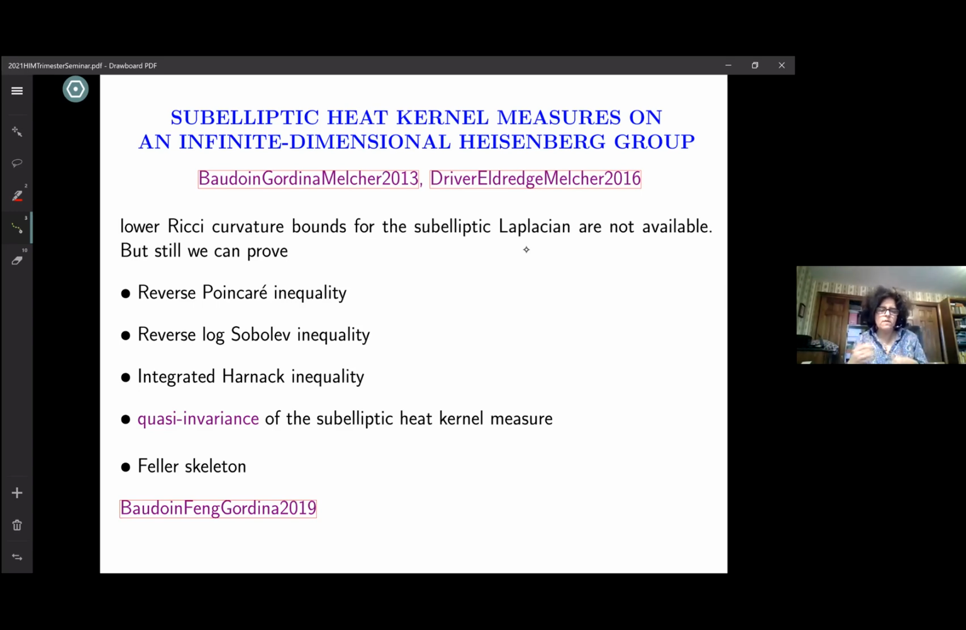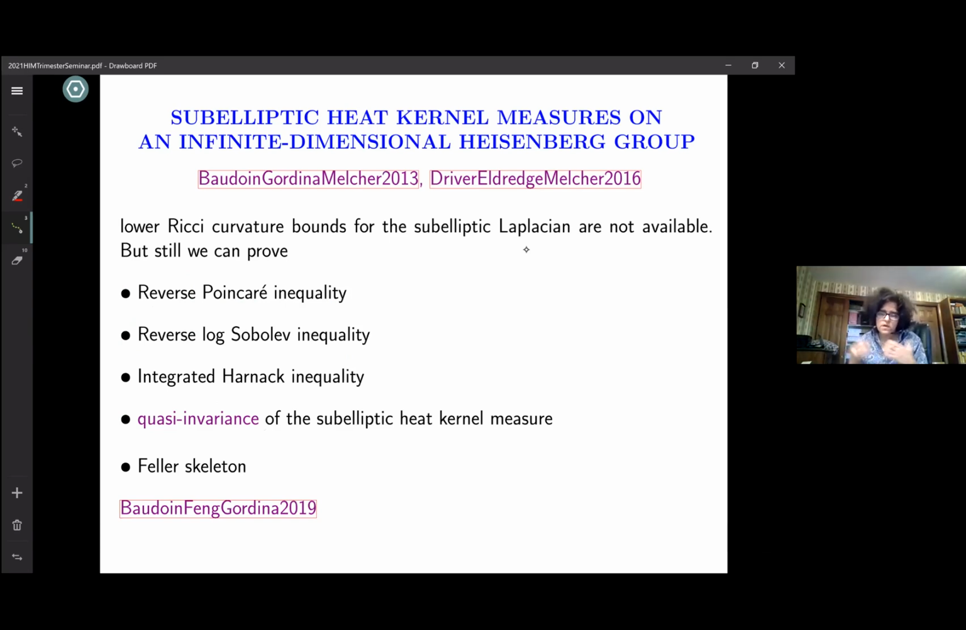And even though we don't have the machinery that we used with Bruce Driver, or uniform Ricci curvature bounds, we were able to prove some limiting functional inequalities, such as reverse log Sobolev and reverse Poincaré. We couldn't really prove log Sobolev itself. The reverse inequalities are the result of not having curvature-dimension inequalities, but rather relying on the generalized curvature-dimension inequalities. The one thing that survived was the integrated Harnack inequality for the shifted heat kernel. So you have a hypoelliptic heat kernel there, and this allowed us to prove quasi-invariance of this hypoelliptic, subelliptic heat kernel measure.